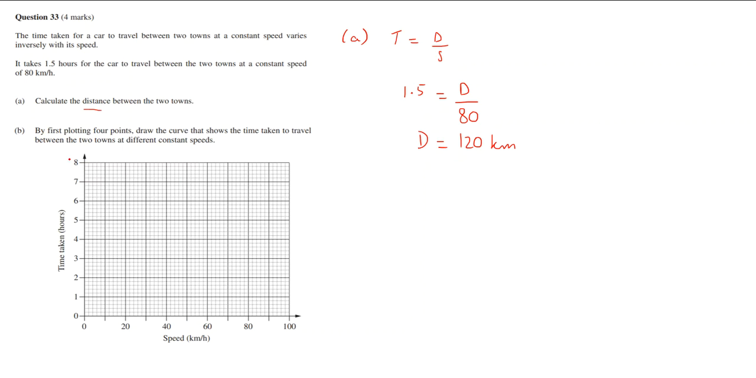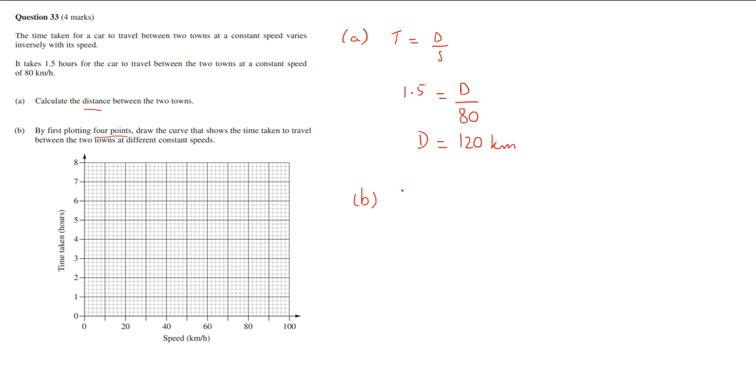And then the next question is asking that using 4 points, you need to draw the curve that shows the time it takes to travel between the two towns. So that's relatively easy. Use a few points, 20, 40, 60, and 80 for speed, and get the relative values for the time using this equation. Put those points on the chart and then connect them. So let's do this one by one.